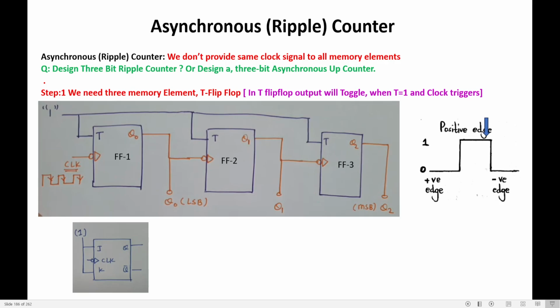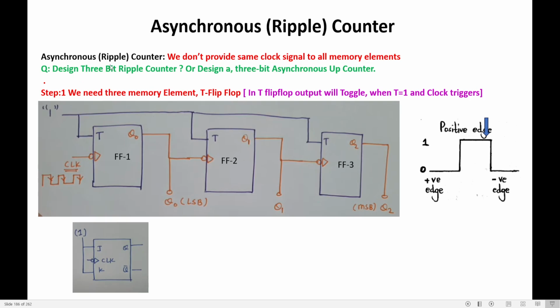Let us see how to design an asynchronous ripple counter. Or you may get a question like design a 3-bit ripple counter, or design an asynchronous ripple counter, or design a 3-bit asynchronous up counter. So asynchronous counter is of two types: one is up counter, the other one is down counter. In this session, we will see how to design a 3-bit asynchronous up counter. Okay, so let us start doing it.